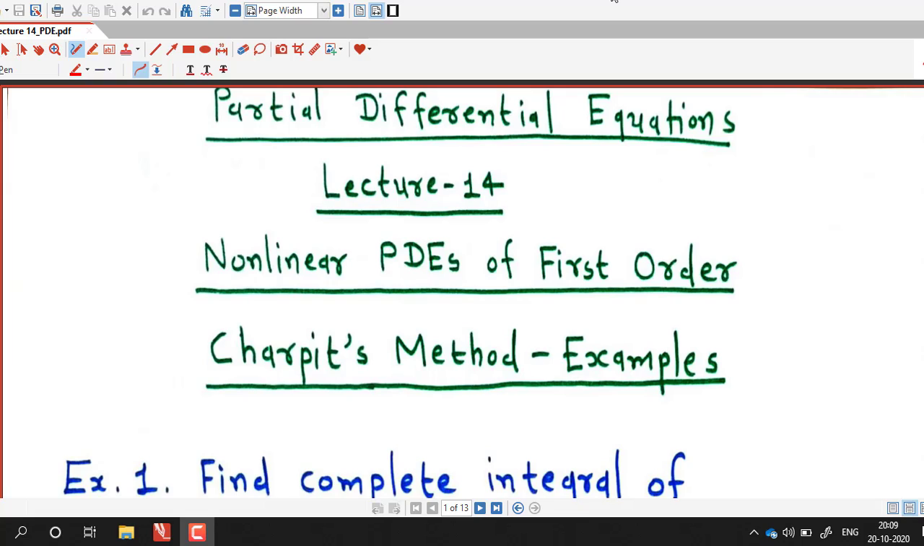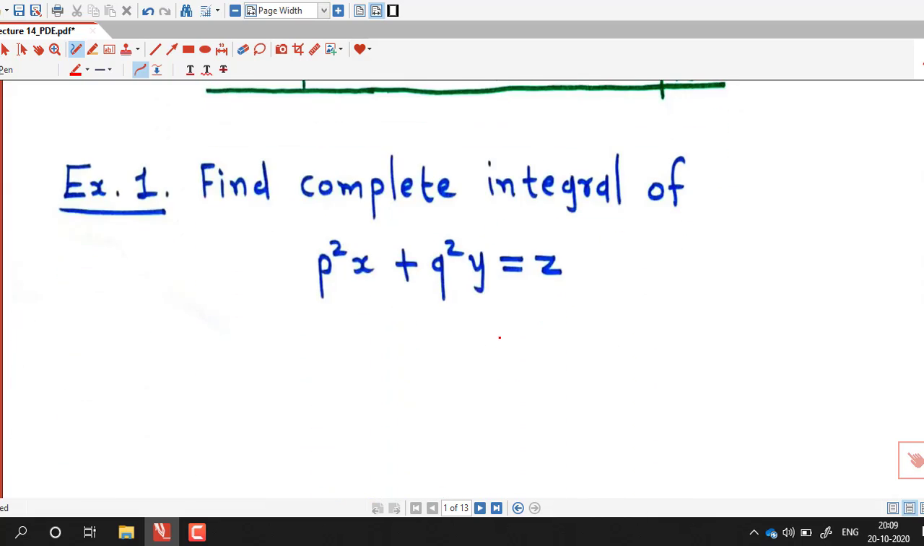Hello friends, I welcome you to lecture number 14 on nonlinear partial differential equations of first order. In today's lecture we are going to discuss some more examples on Charpit's method. So let's start with example number 1.